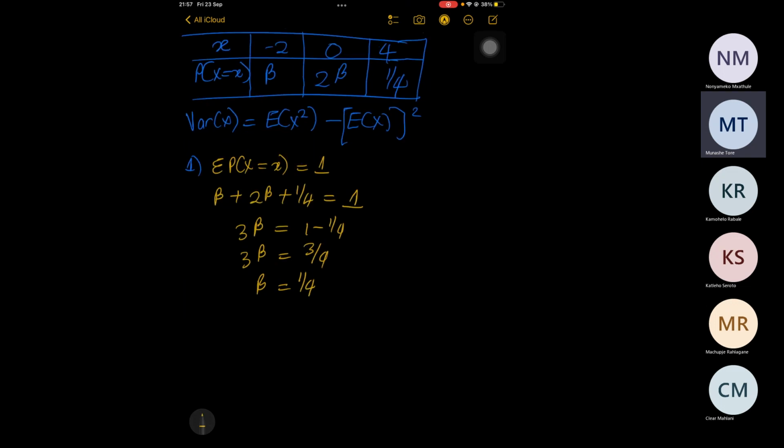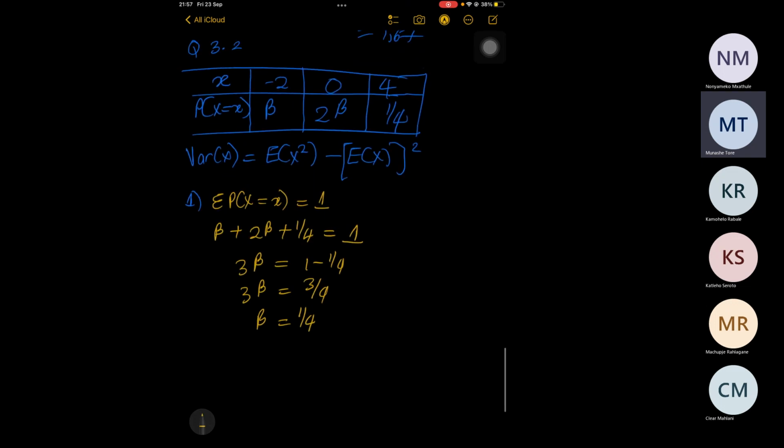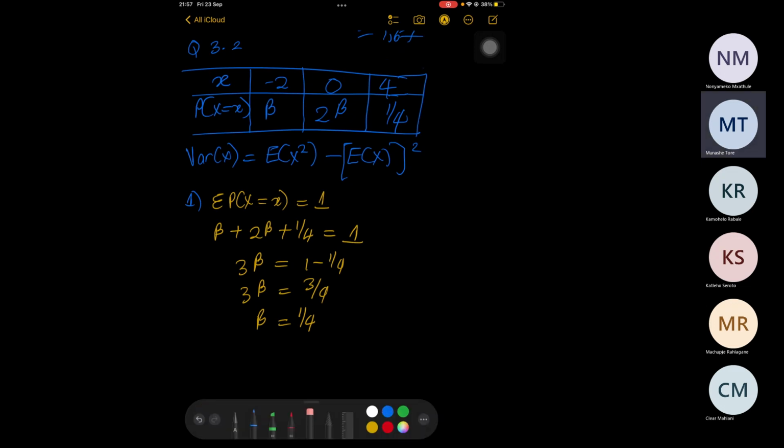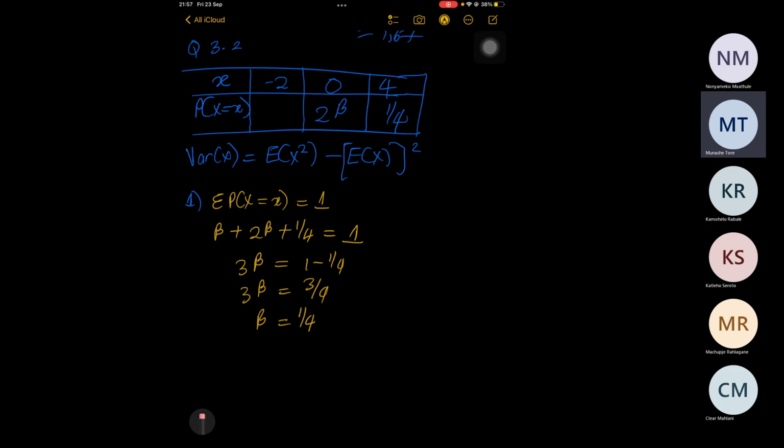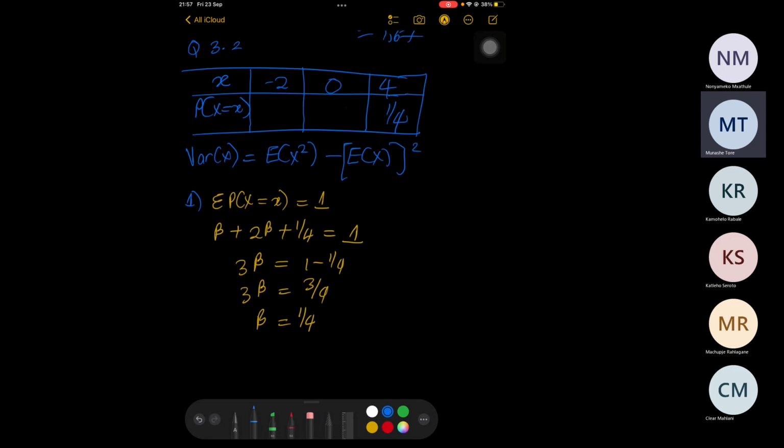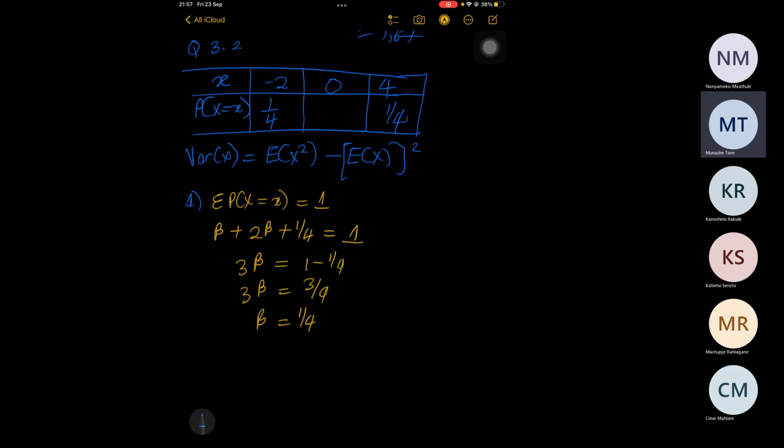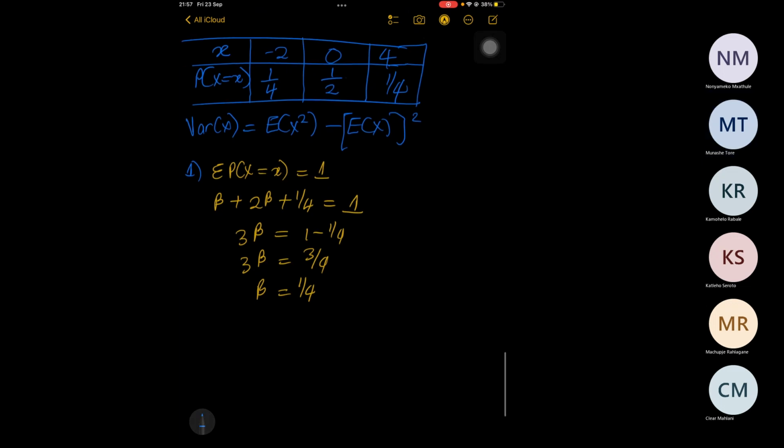So knowing that beta is 1/4, you can just come in and substitute the values in the table. In the table, here it's saying beta, and here it's 2 beta. So for beta, it's going to be 1/4. Then 2 beta is 2 times 1/4, which is 1/2. So with this, you know that you are actually done with the constants.